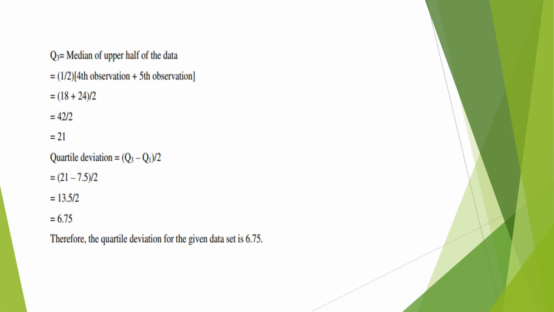Now we will find the quartile deviation. The formula is: quartile deviation is the upper quartile minus the lower quartile divided by 2. We have already found the upper quartile 21 and the lower quartile 7.5, divided by 2. That is 6.75. Therefore, the quartile deviation for the given data set is 6.75.